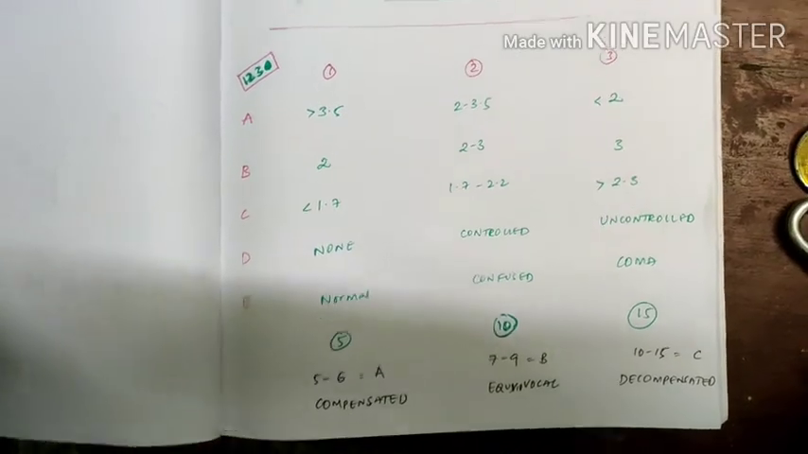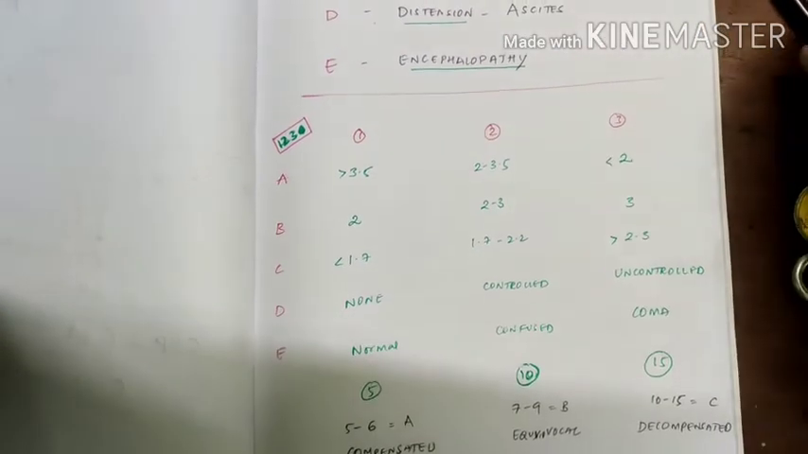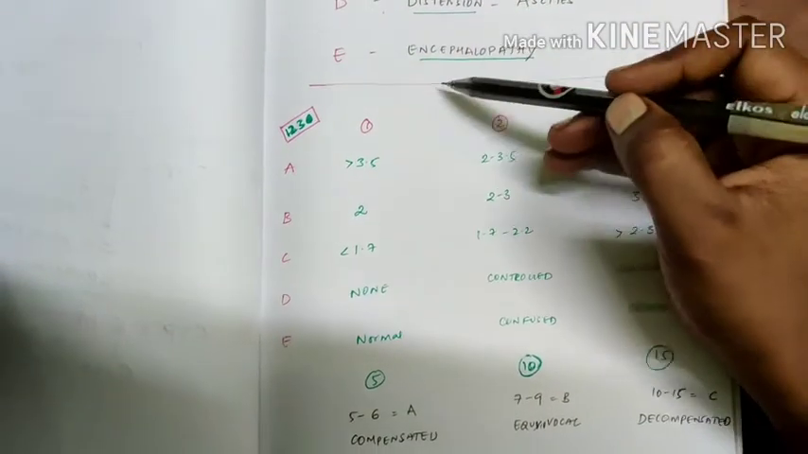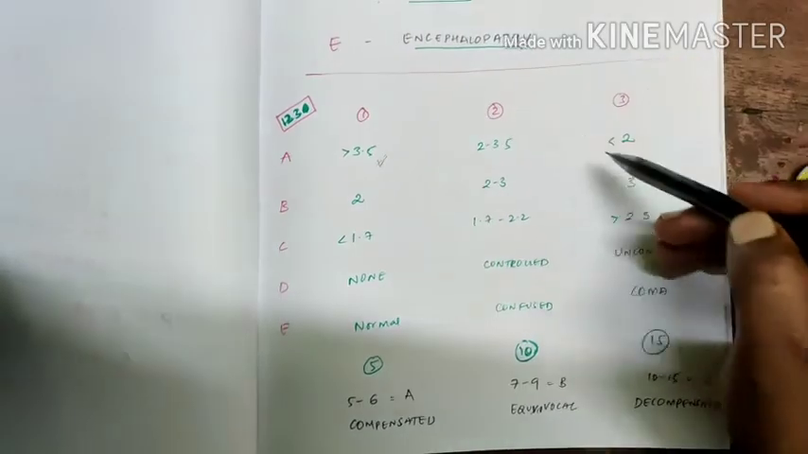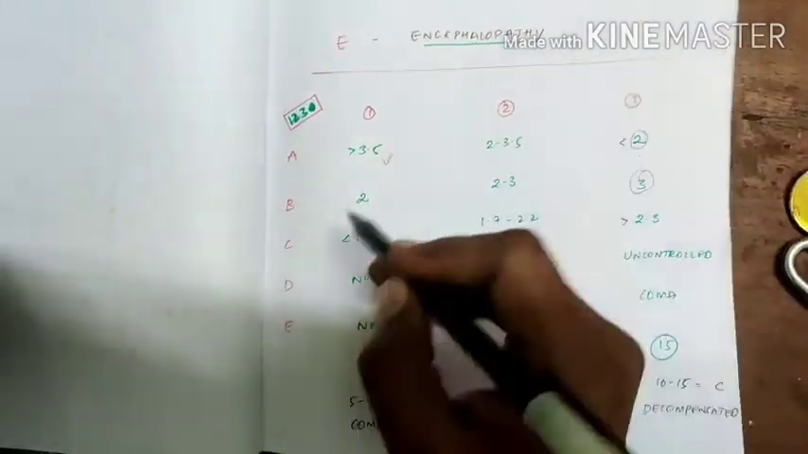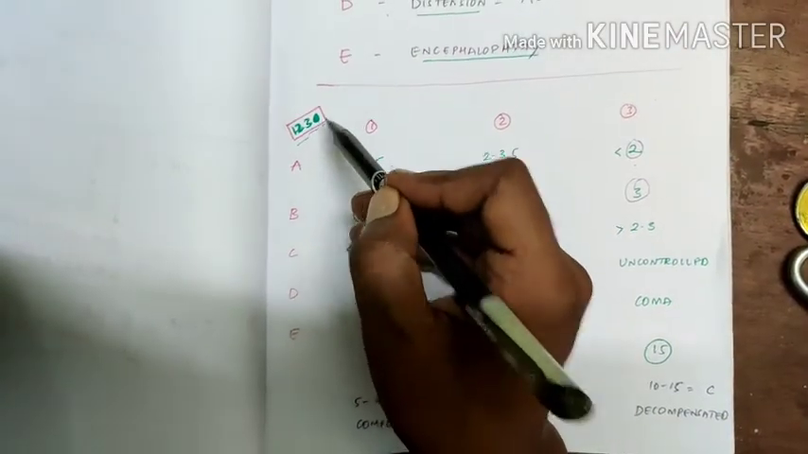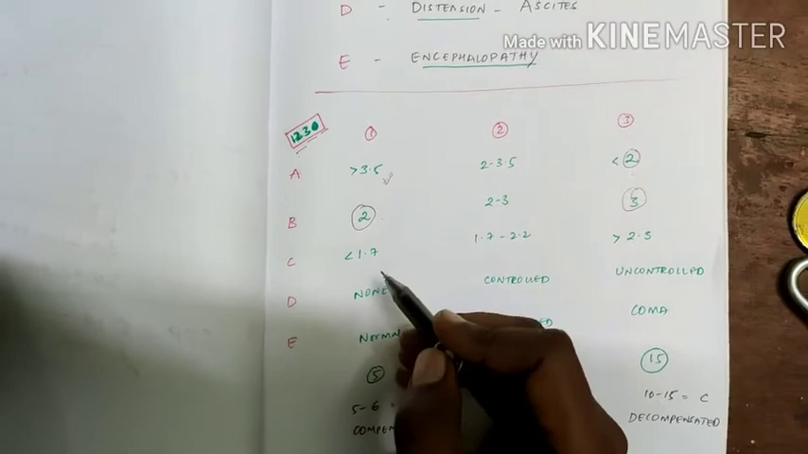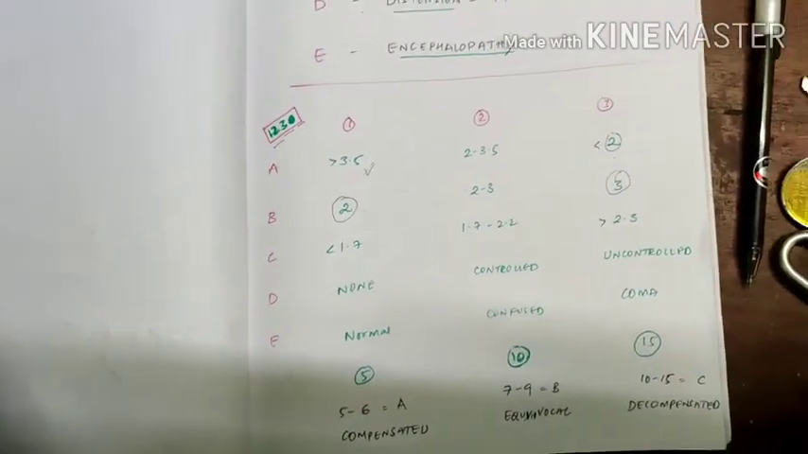Just reverse these values. 3.5 here. Just remember like this. 3.5 here, you reverse it. 3 here, 2 here, you reverse here. Values revolve around 1, 2, and 3. Right? Got it? Now let's go to the INR value.